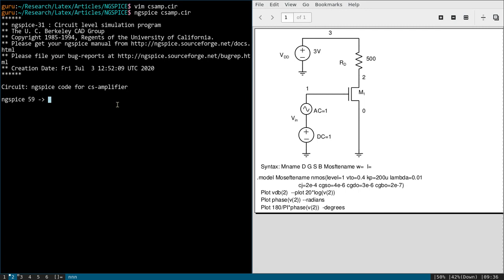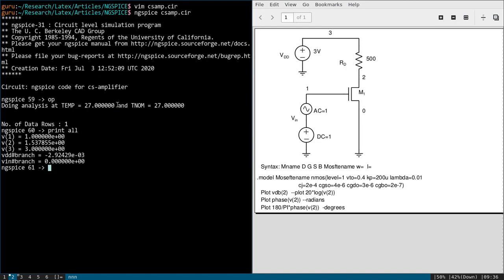Now we can first perform a DC analysis. We can find the operating point. So for that you can use the op command. OP means operating point. And you can print all the values. Print all, if you write. So you can see what is voltage at 1, voltage at 2, voltage at 3. It is all DC values. And branch current you can see. But we are interested in plotting frequency response.